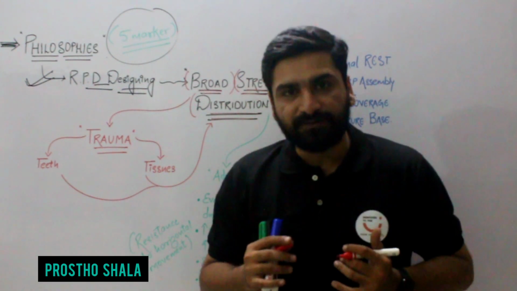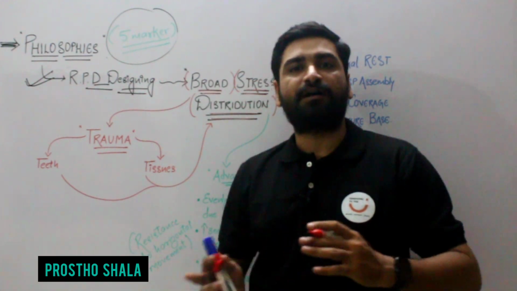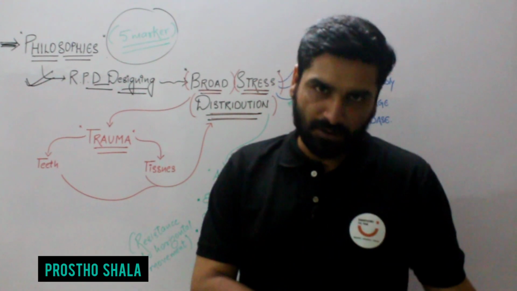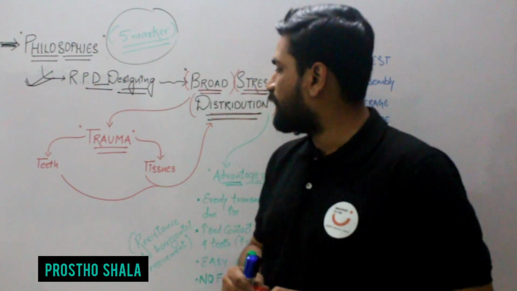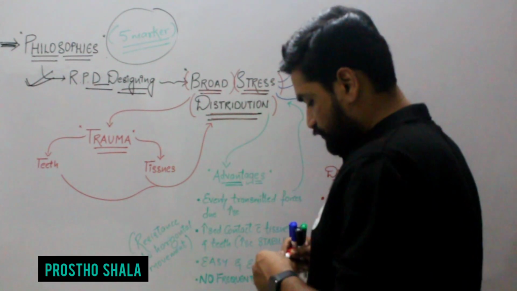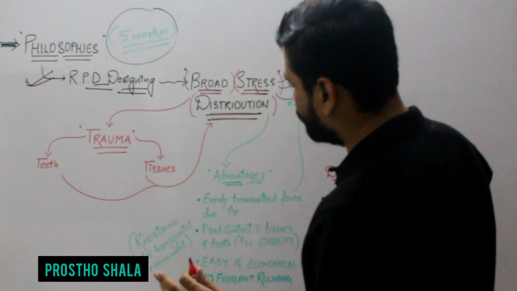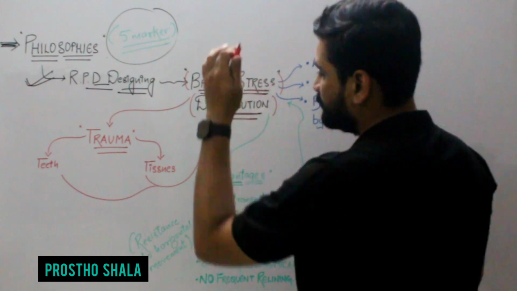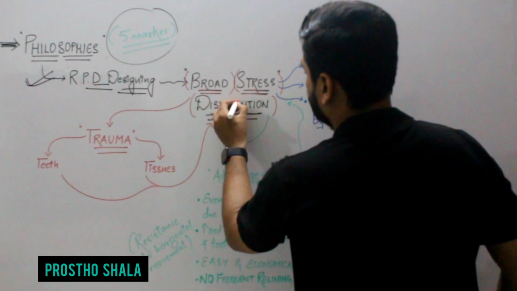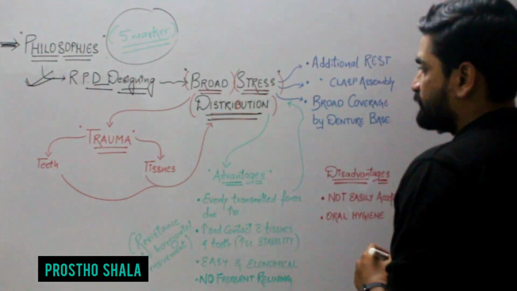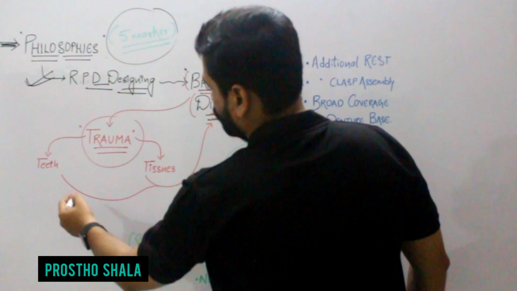Till now, all the three philosophies which we saw had some disadvantage. Either the abutments or the remaining teeth were in a compromised state, or the tissue was in a compromised state. But now if we want to solve both problems of compromising the strength or the state of the tissues, we need to consider the theory that is broad stress distribution.